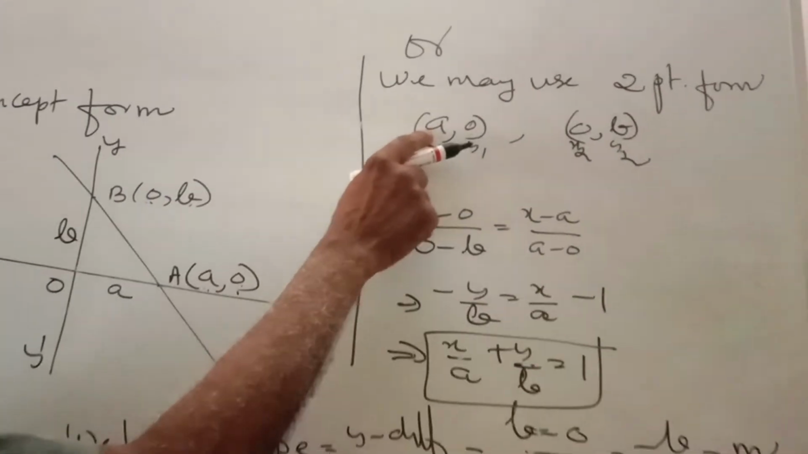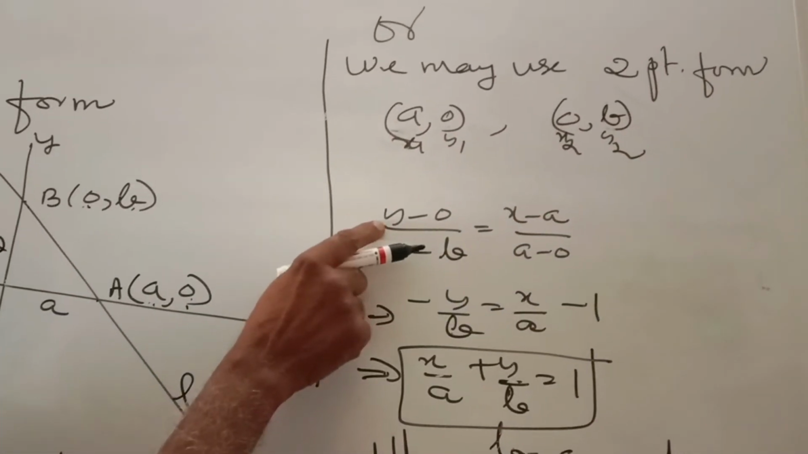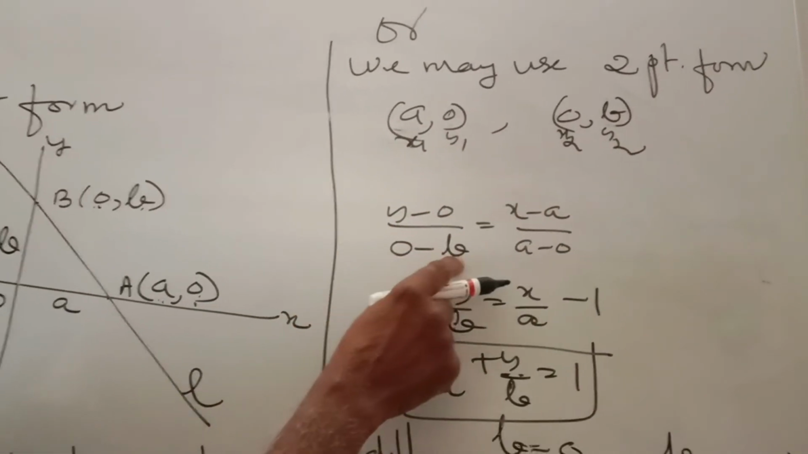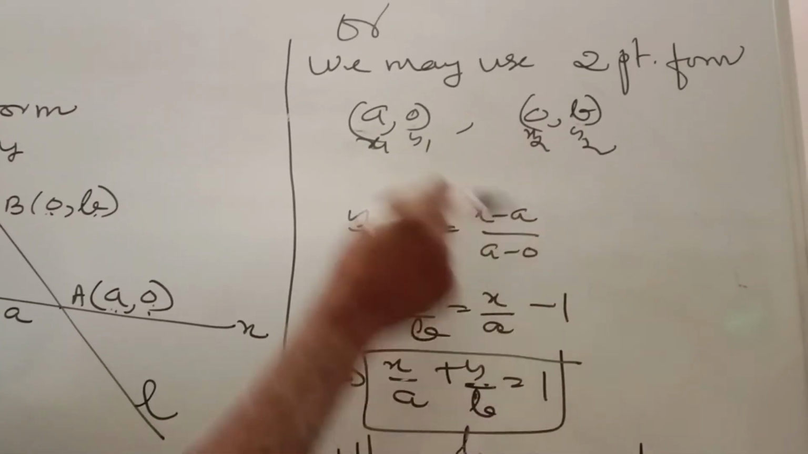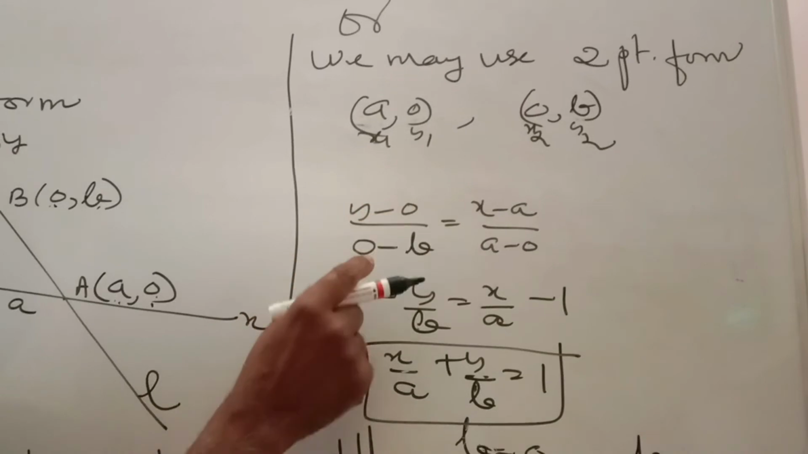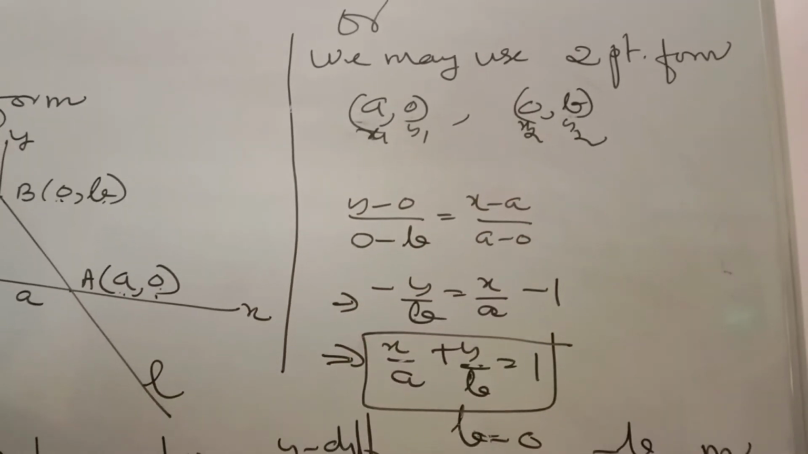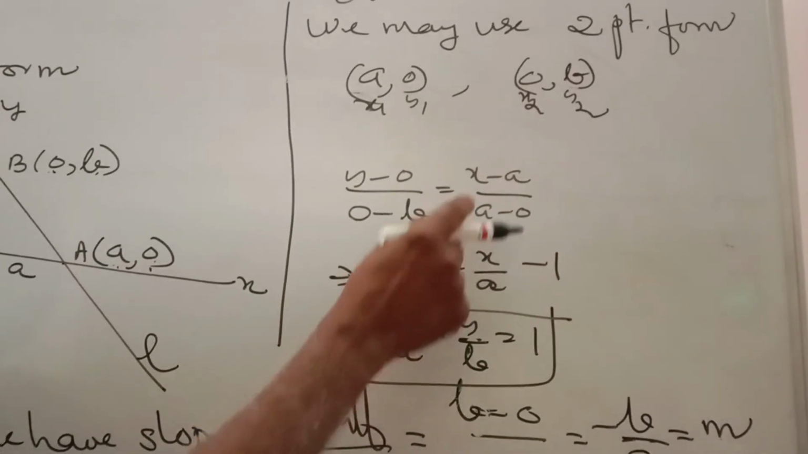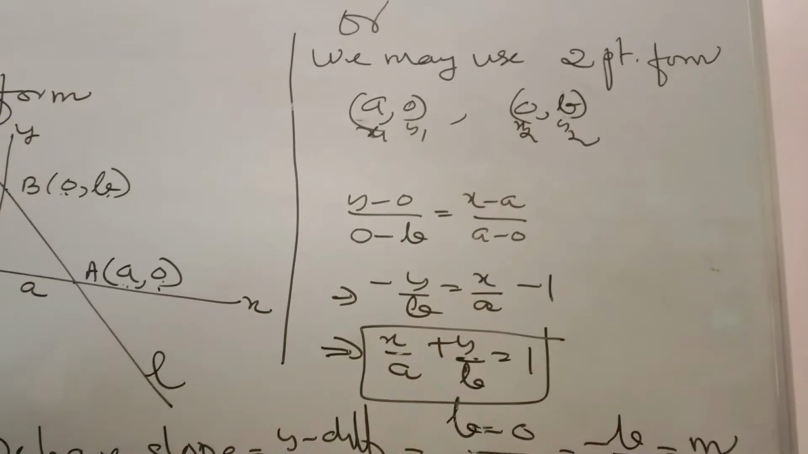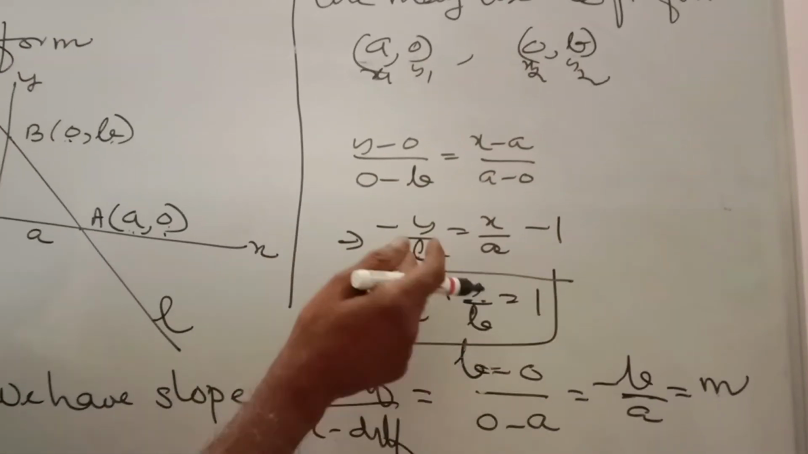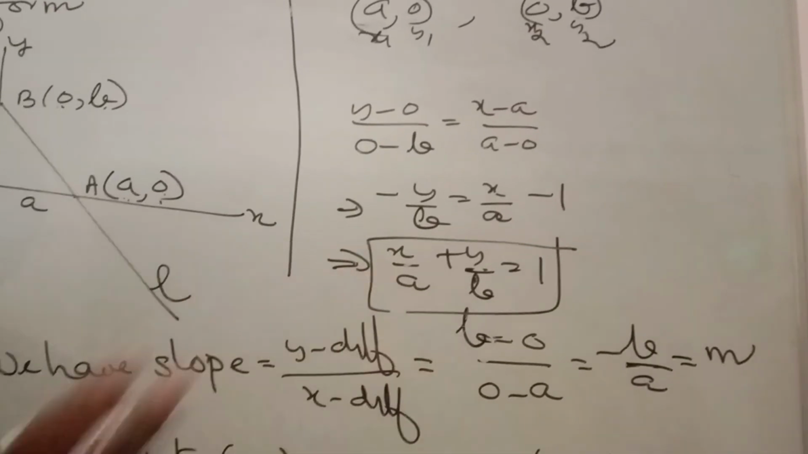Or we may use the 2-point form. The points are (A, 0) and (0, B), x1, y1, x2, y2. The formula is y minus y1 by y1 minus y2 equals x minus x1 by x1 minus x2. You put these values: y minus 0 by 0 minus B is x minus A by A minus 0, or it is minus y by B equals x by A minus A by A, which is 1. Take this to the other side and get the result x by A plus y by B equals 1.